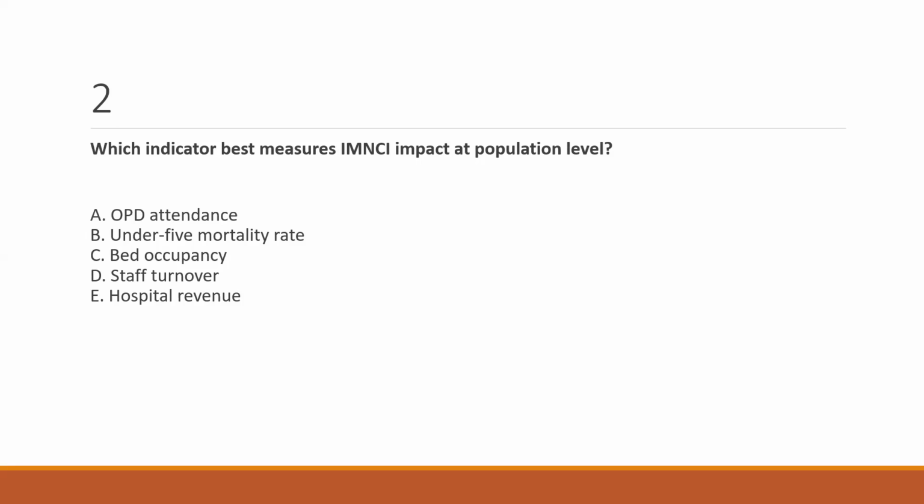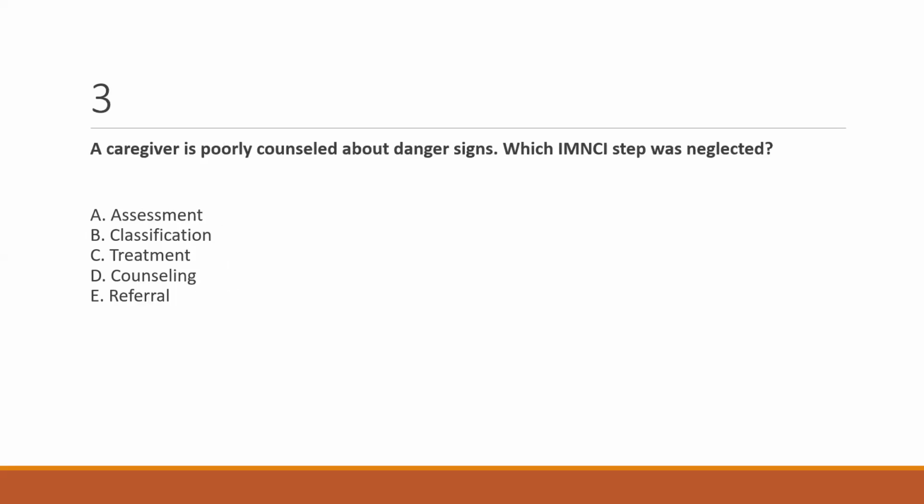The second MCQ: which indicator best measures IMNCI impact at population level? A, OPD attendance. B, under 5 mortality rate. C, bed occupancy. D, staff turnover. E, hospital revenue. B, yes, B is the right answer. The ultimate goal of IMNCI is to decrease under 5 mortality and morbidity.